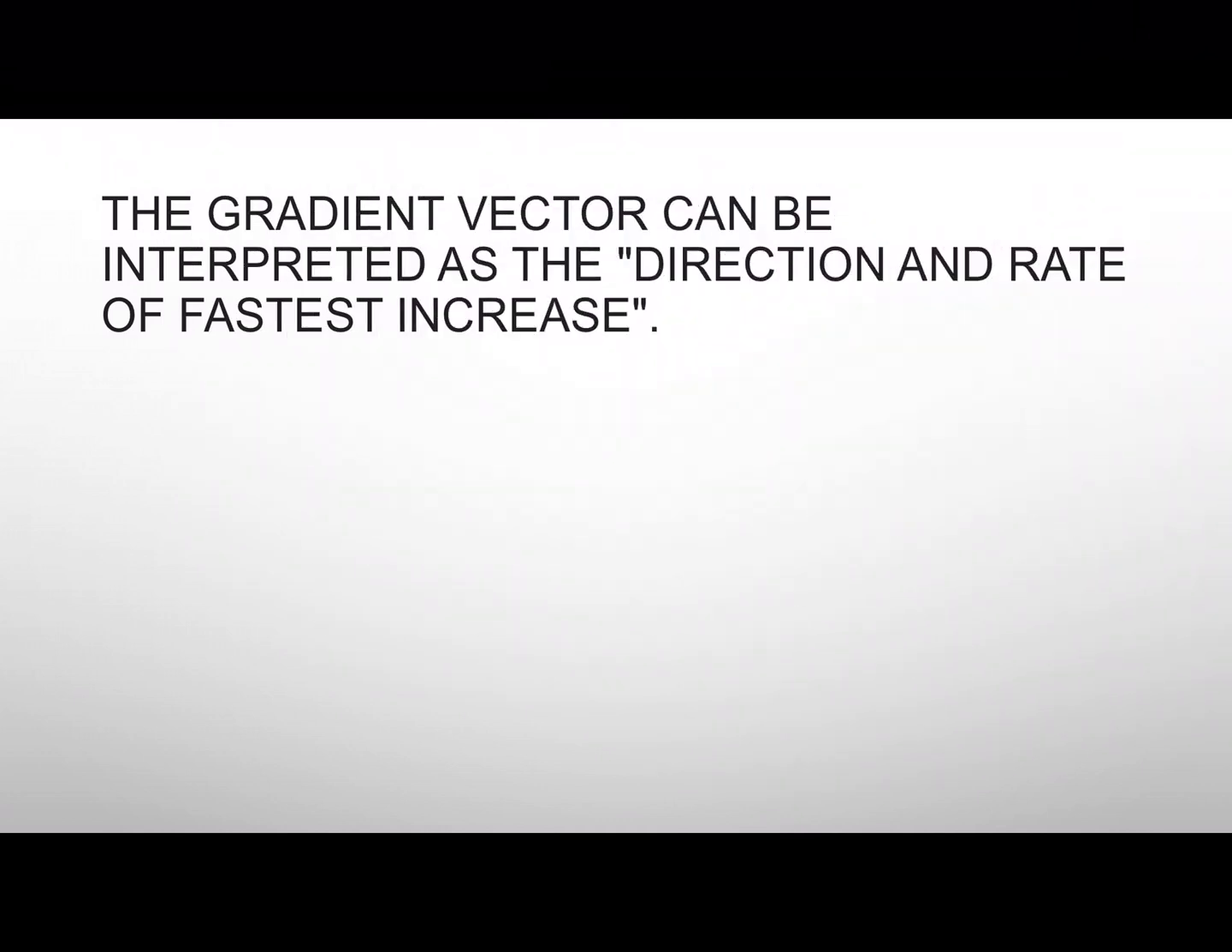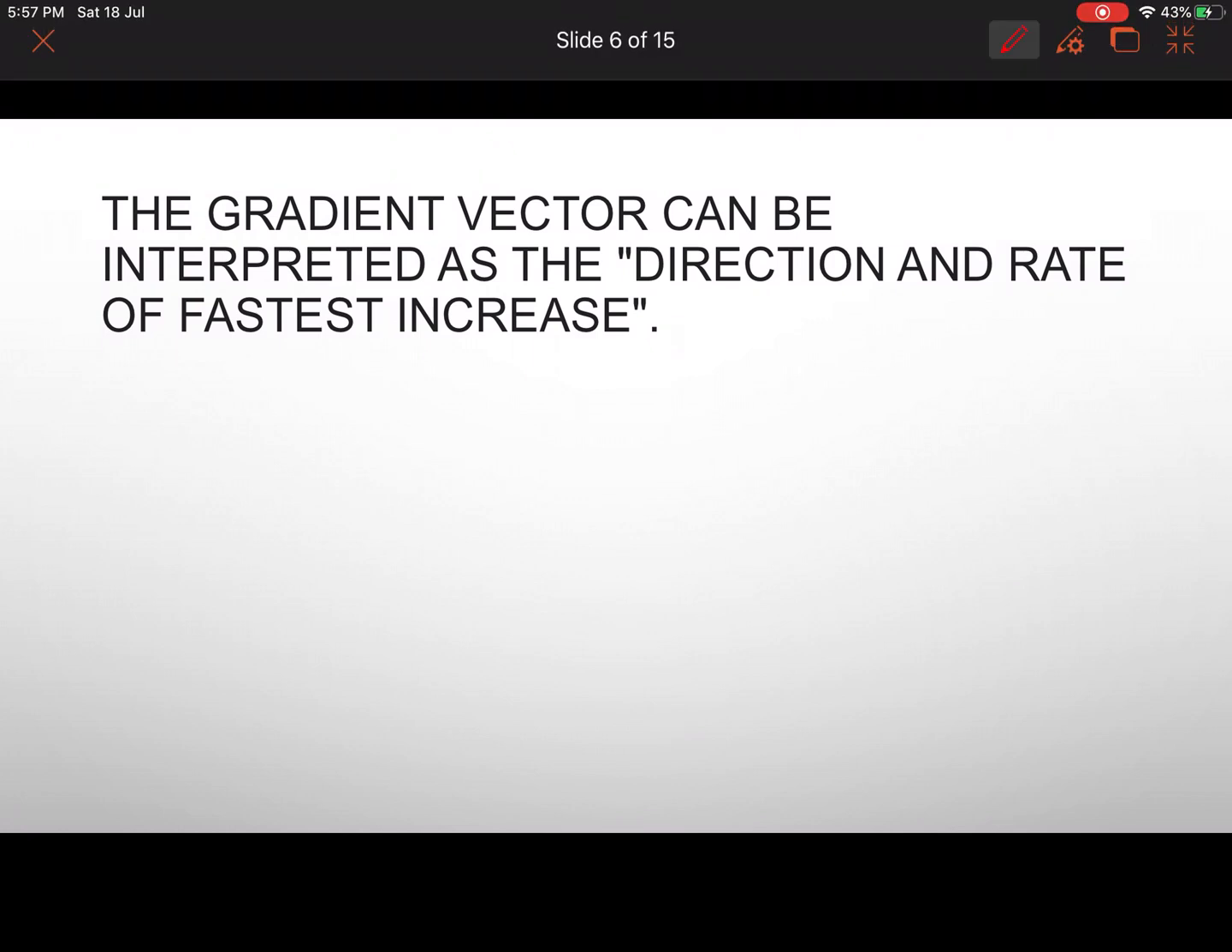Okay, the gradient vector can be interpreted as the direction and rate of fastest increase. What does it mean? In which direction the scalar quantity is changing, and how fast it is increasing or changing. Not just for increase, even for decrease also, of course the sign will vary.